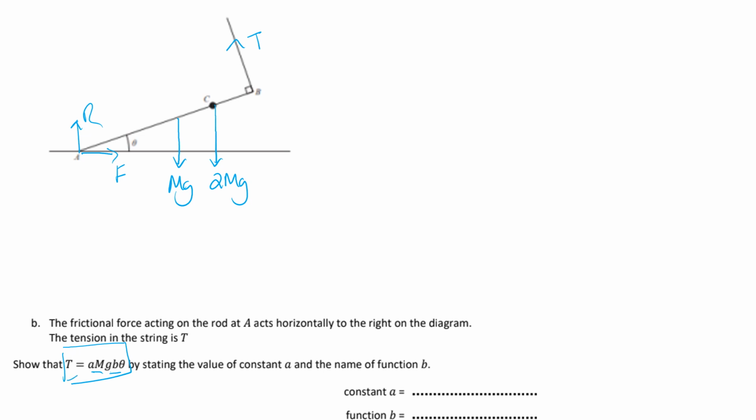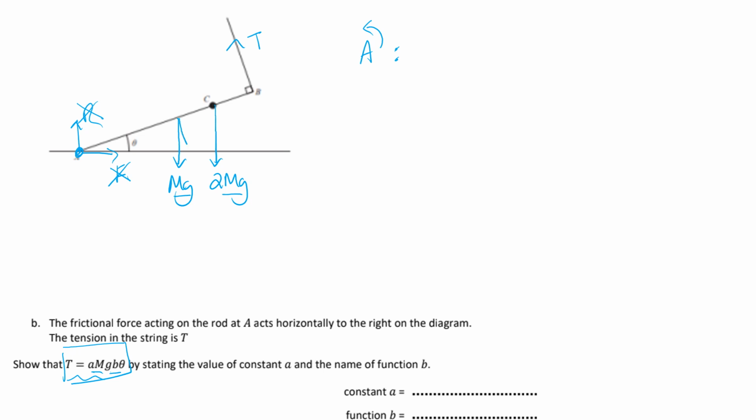Now, in order to get an expression for T, we're going to take moments about A. Moments measure the turning effect that these forces are having on the rod. The forces acting at A, where you're taking the moments, do not have any effect on the turning of the rod, so we can just ignore them. The component of the mg and the 2mg that will affect the turning is just the component that is perpendicular to the rod.